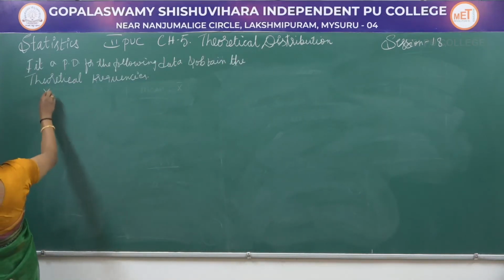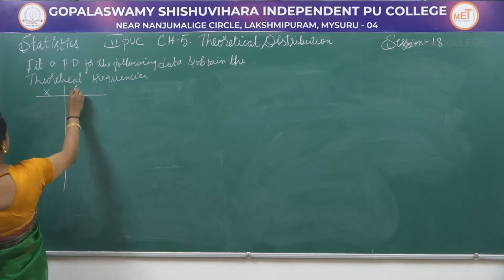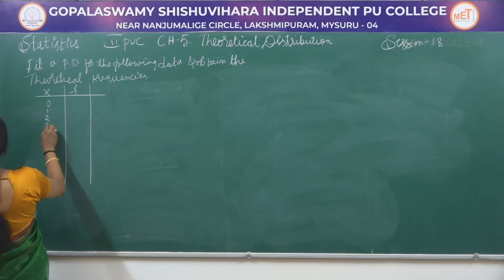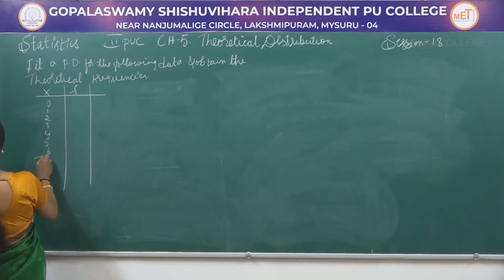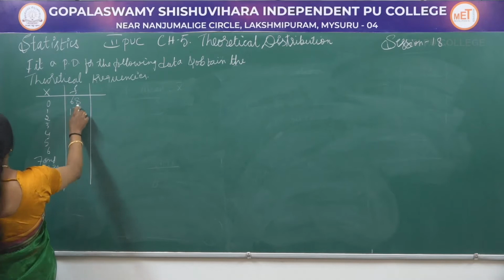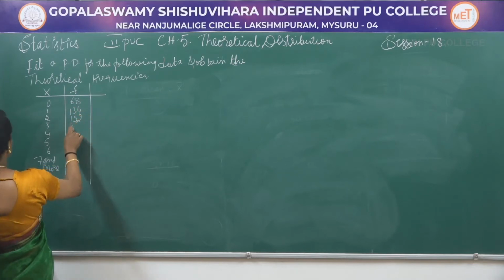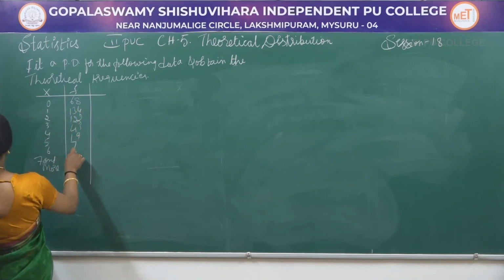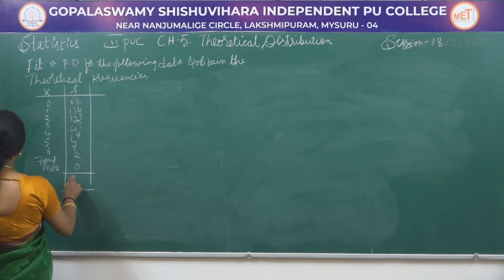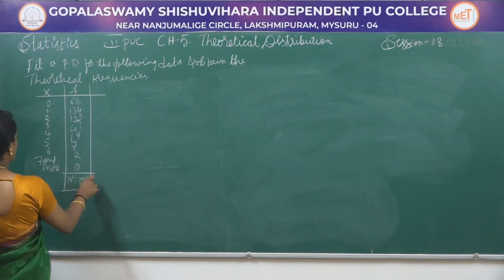Same problem for different x and f values. x takes the values 0, 1, 2, 3, 4, 5, 6, 7 or 7 and more. Here f is 68, 134, 122, 43, 19, 7, 2, 0. And here n is equal to 395.